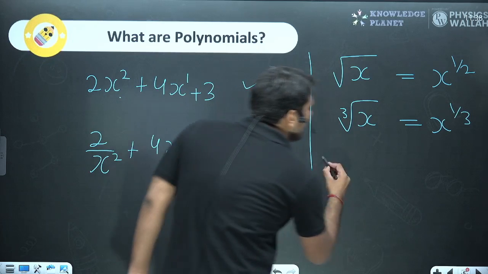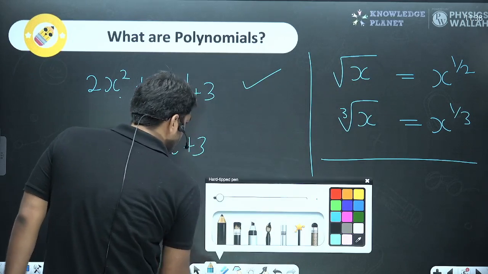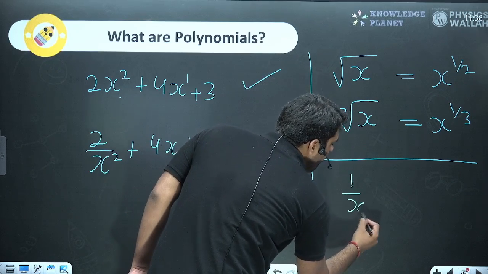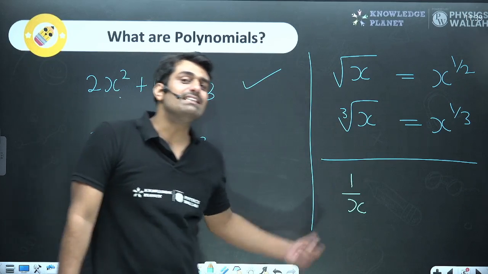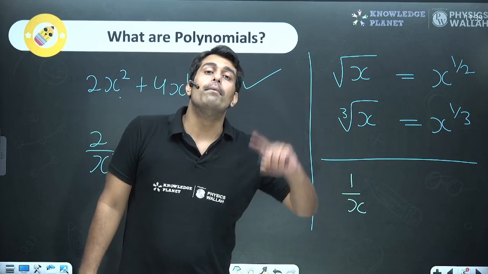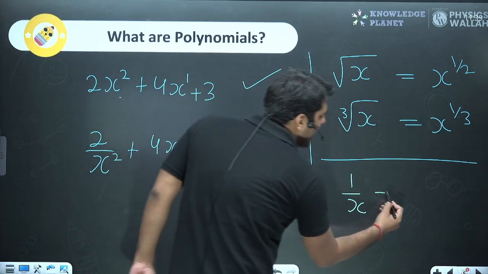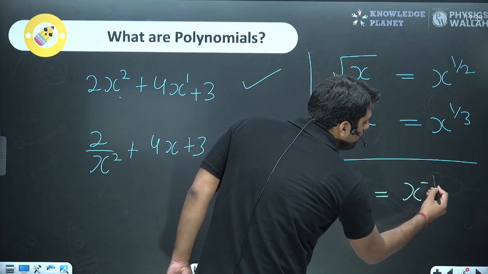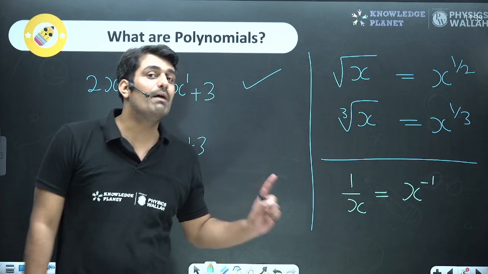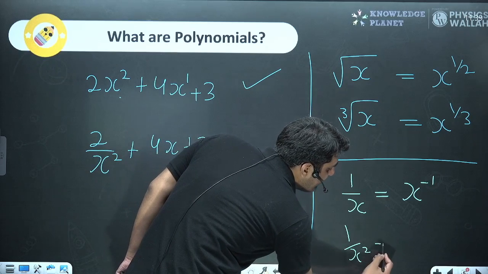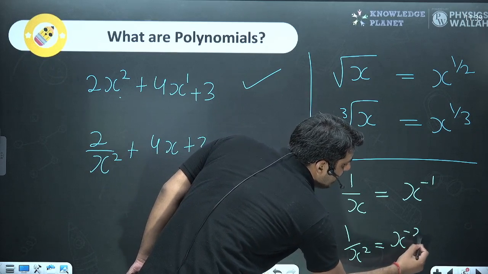If I write over here 1 upon x. Now, x over here is the denominator. If I want to bring it in the numerator, what will happen? In the numerator, I'll write it as x raised to the power minus 1. Similarly, 1 upon x square, in this case, I'll write it as x raised to the power minus 2.